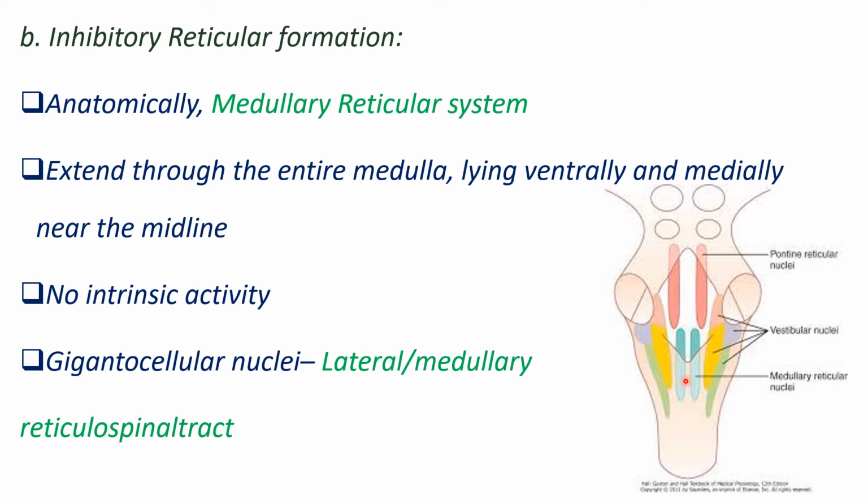The difference between the medullary and the pontine reticular formation is that the pontine reticular formation has self-excitation, or intrinsic activity. The medullary reticular system does not have intrinsic activity, and it sends its efferents via the lateral, or medullary, reticulospinal tract, generally from the gigantocellular nuclei.